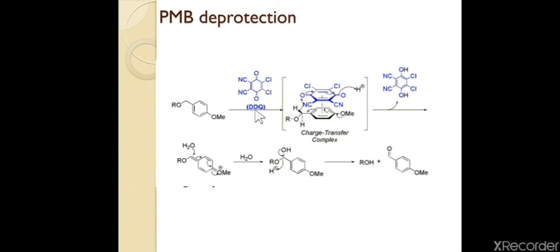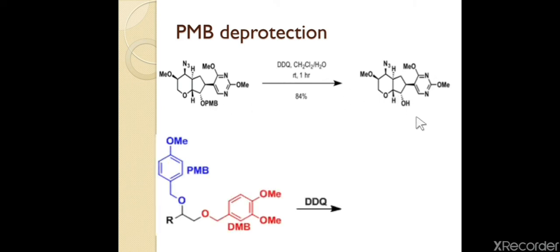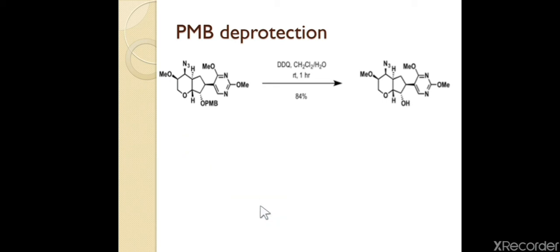It is not cleaved by H2/Pd-C, or it is cleaved by H2/Pd-C, but very commonly it is deprotected with the DDQ. So with the help of DDQ, an oxidizing agent, we can easily remove the PMB protection. So this is also a very useful protection for the alcohols. Let's go for some examples. We can see here the PMB protection, and in presence of DDQ, this PMB is deprotected to the OH group. So OMe groups are intact in this condition, but only PMB is deprotected.